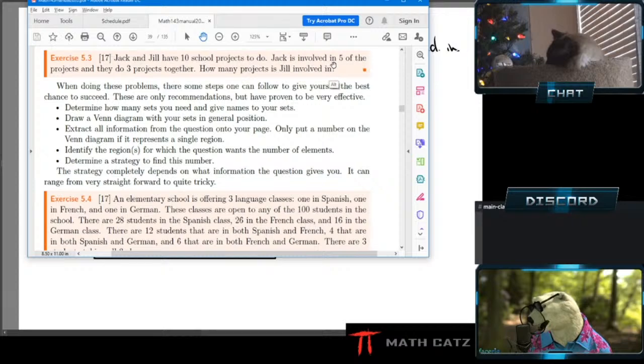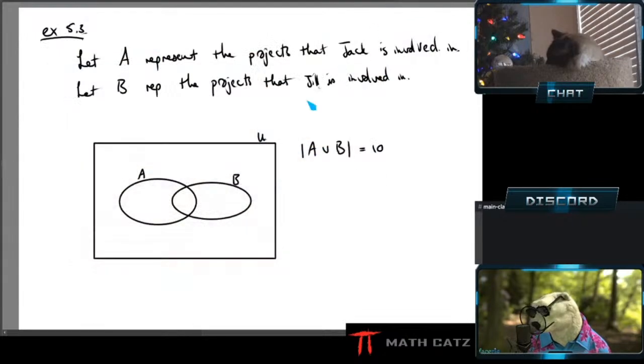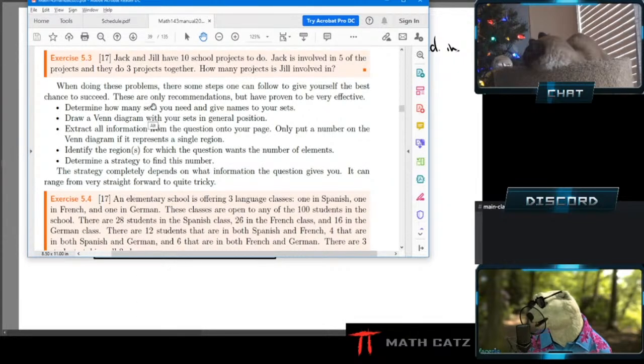It says here, Jack is involved in 5 of the projects. Again here, I don't want to put the 5 there because in a bigger question, which is what I'm trying to set up, I'm going to forget what that 5 represents. Maybe later down the line, many things happen. I come back to this diagram. Is 5 only the projects he's involved in on his own? Or is it his total number of projects? I have no idea. So there is a risk in putting a number in when it represents multiple regions. Risk is so great I will never do it.